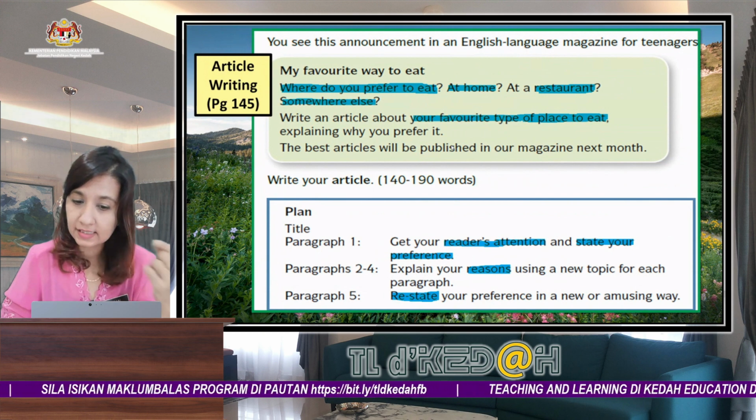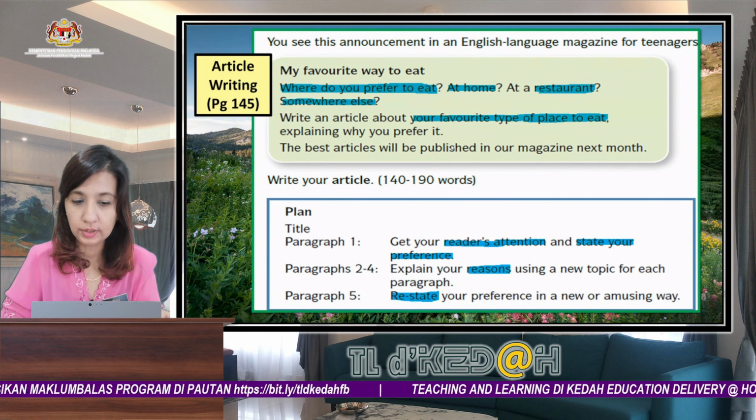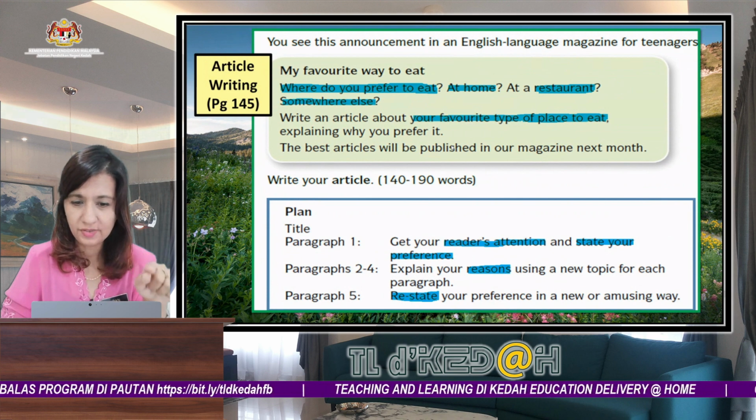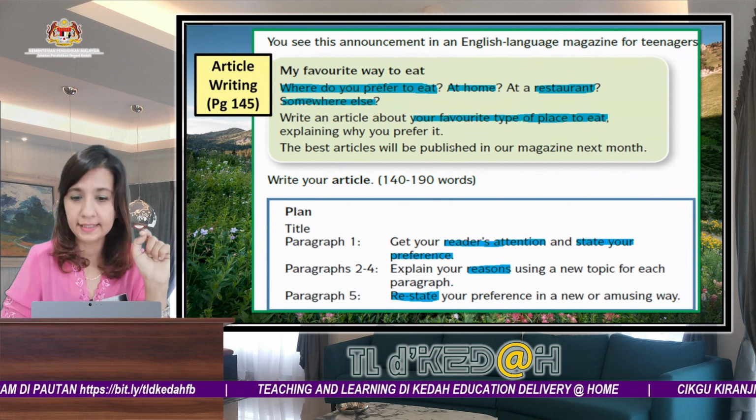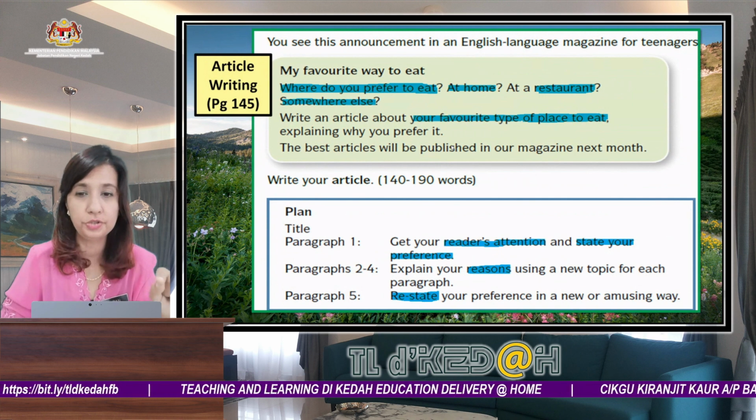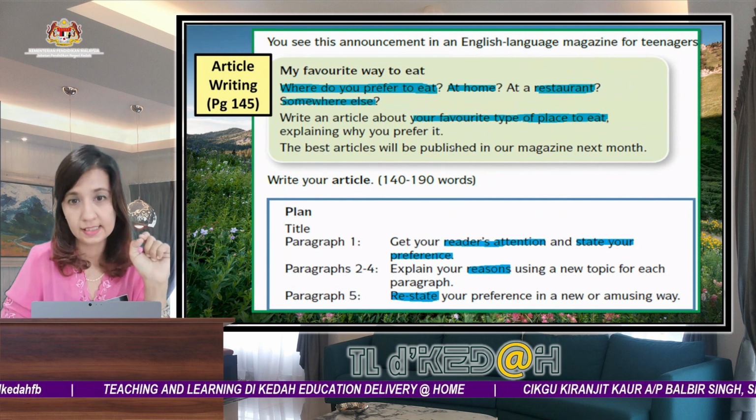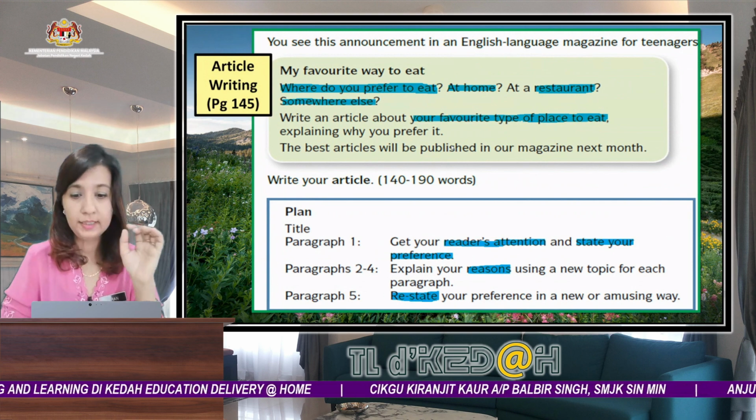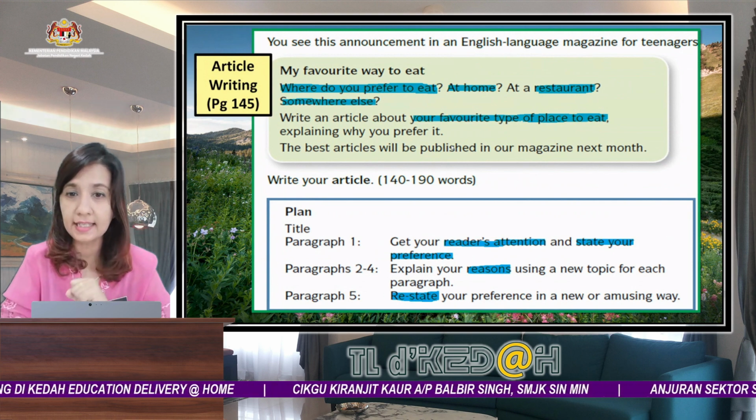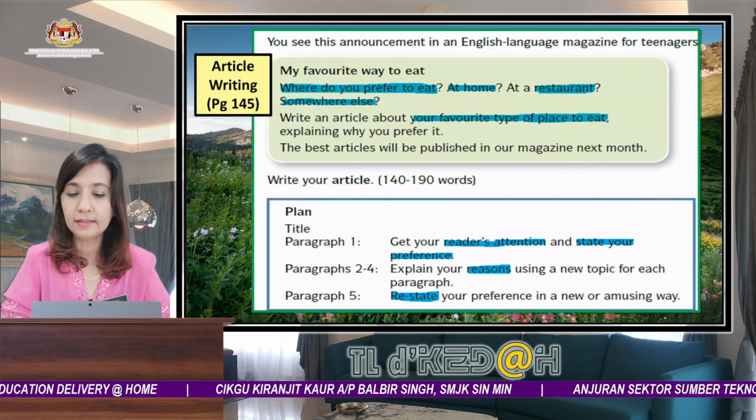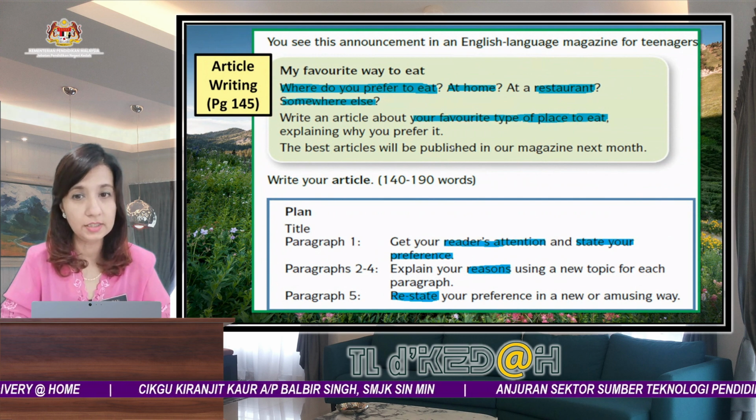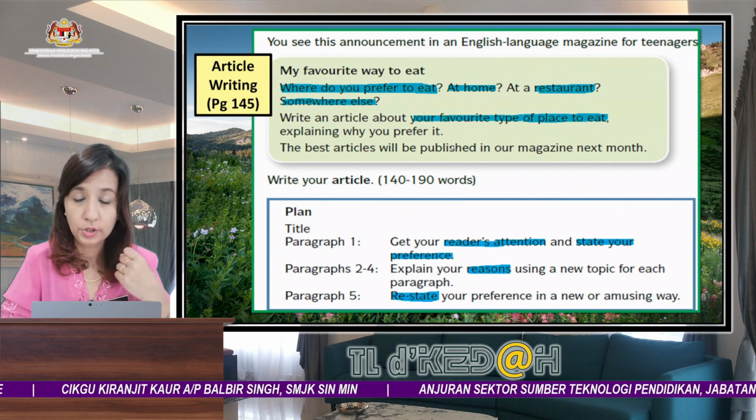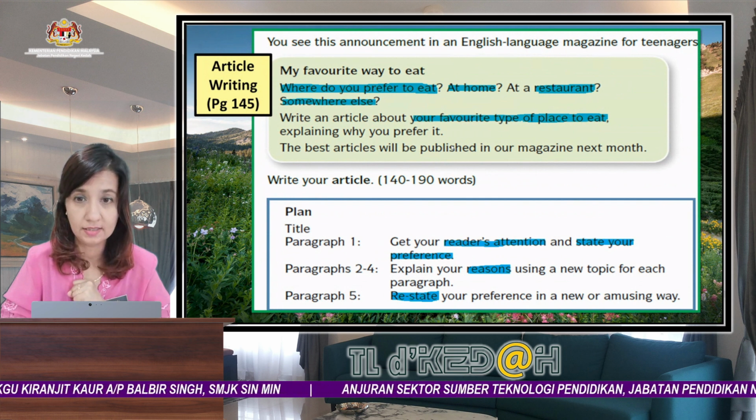So perhaps like just now the example given, you look at the plan at the bottom there. It's written there 140 to 190 words, but for Part 3, you should write 200 to 250 words. Slightly more, maybe give more examples. Okay? So you need to get your reader's attention and state your preference. How to get the reader's attention for your introduction? Just now we saw an example. Perhaps you start with a question.